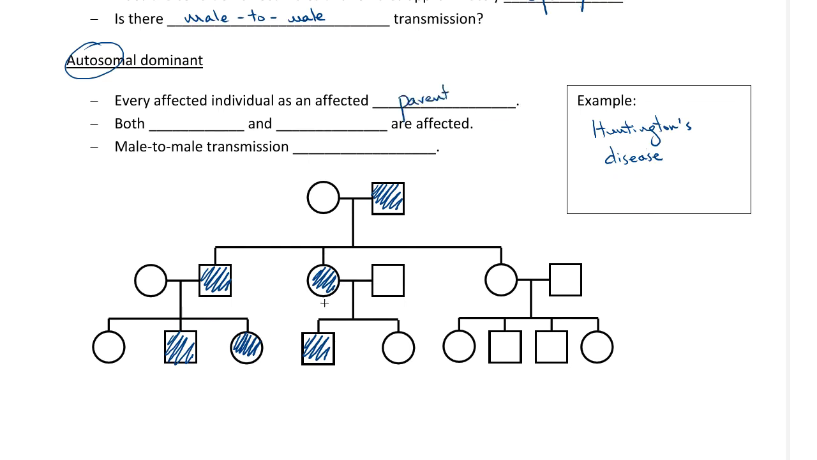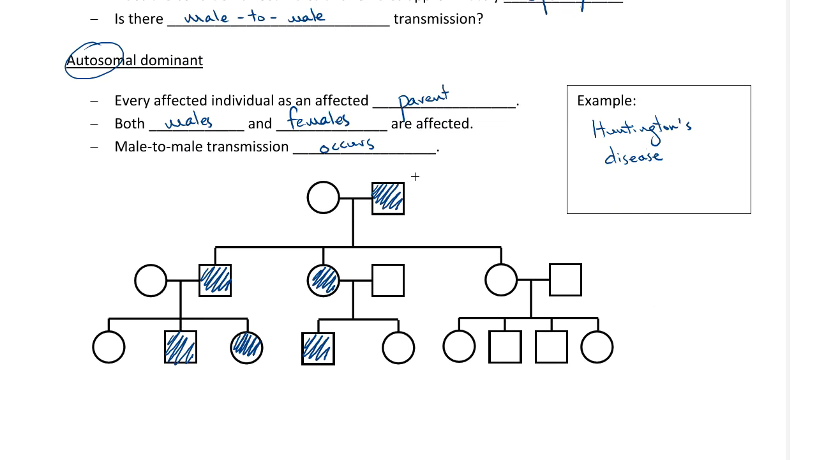So if we look at this person, they're affected, they have an affected parent, and so on. We also see that both males and females are affected, and affected more or less equally. Yes, I've shown more males than females being affected here, but that's just due to chance in a relatively small pedigree. We also see male-to-male transmission occurring, so this father has given the condition to his son. So male-to-male transmission occurs. These are all features that we see in an autosomal dominant pedigree.